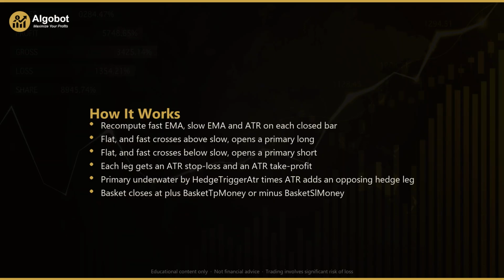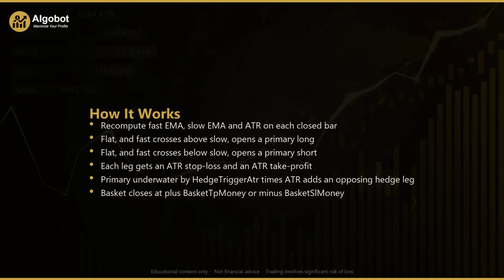Each of these entries comes with two protective levels, both scaled by the average true range. For a long, the stop loss sits 4 times the ATR below the entry by default, and the take profit sits 2.5 times the ATR above it. For a short, those distances flip, so the stop sits above the entry and the target sits below. Because these levels are based on the average true range, they automatically widen in volatile conditions and tighten in calm ones.